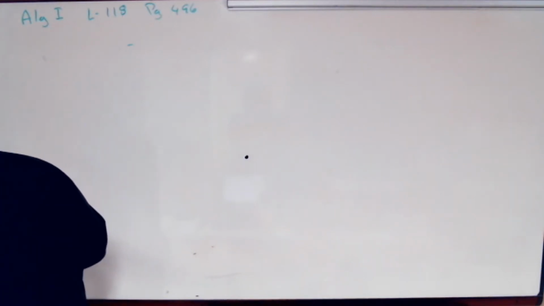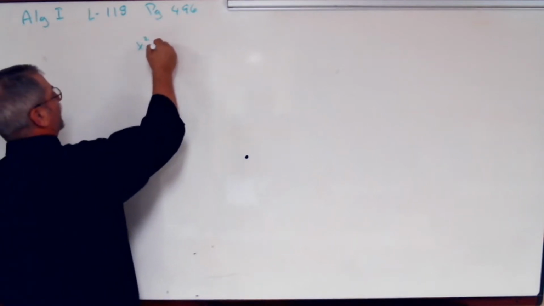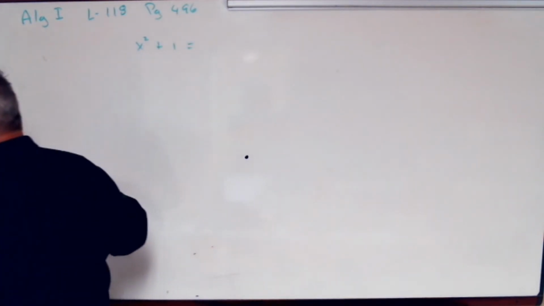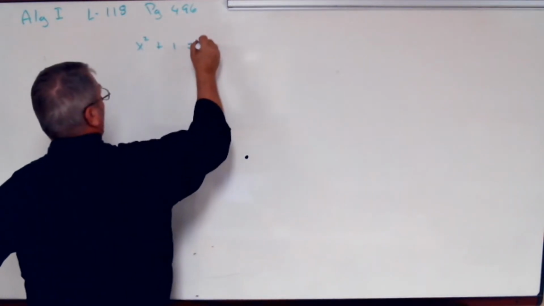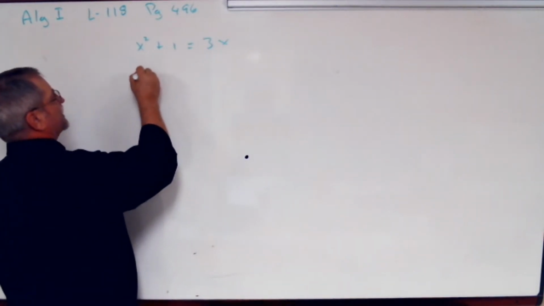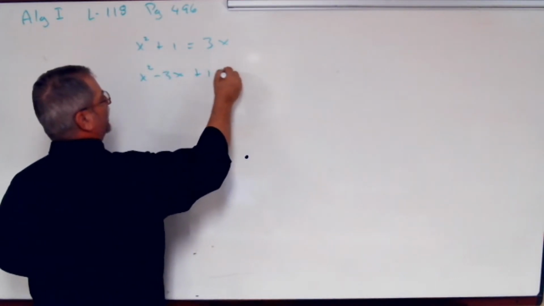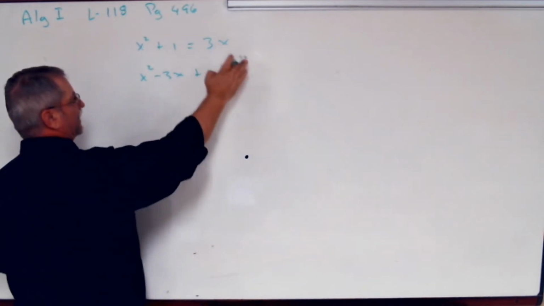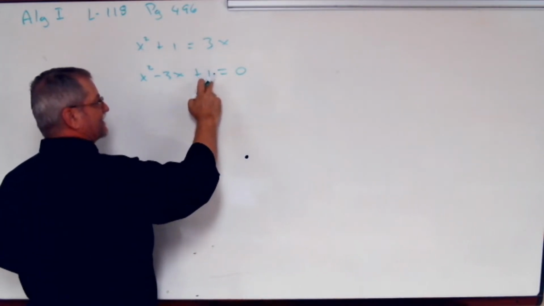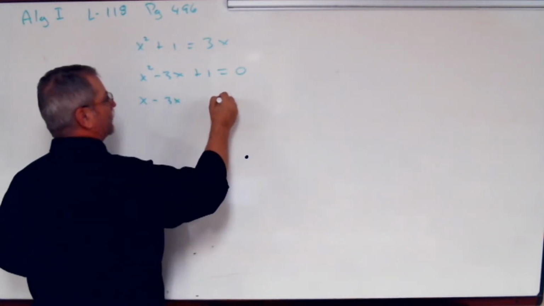Okay, so we've got x squared plus 1 equals 3x. We're going to put it in descending order. X squared, subtract this over here, minus 3x plus 1 equals 0. Took everything off that side. I'm going to take this to the other side. X squared minus 3x equals negative 1.